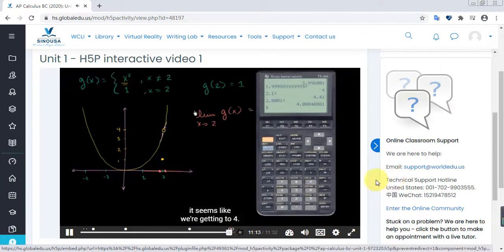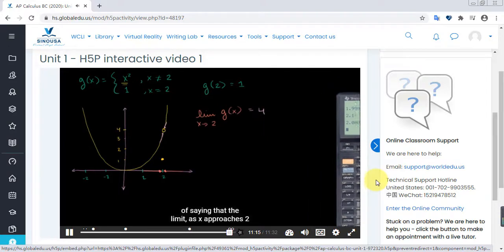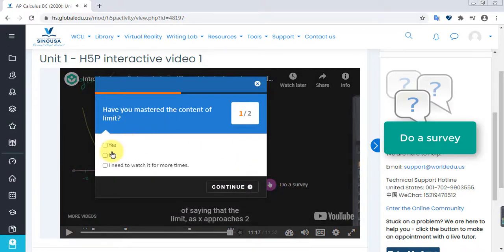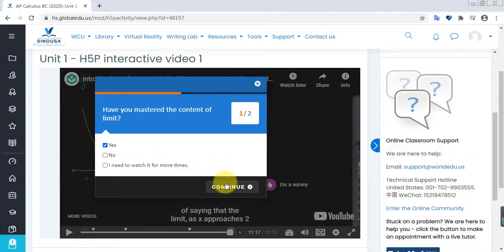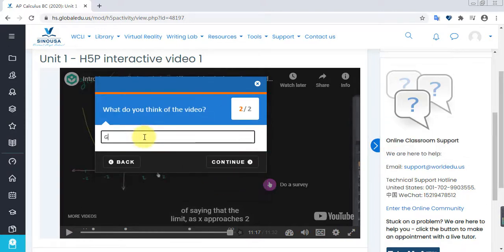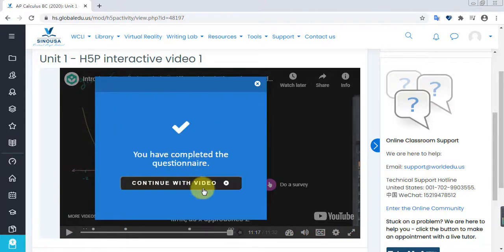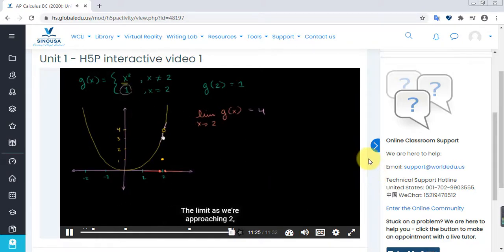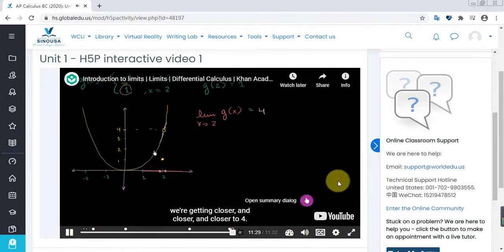We're getting to 4. So once again, that's a numeric way of saying that the limit as x approaches 2 from either direction of g of x, even though right at 2 the function is equal to 1 because it's discontinuous, the limit as we're approaching 2, we're getting closer and closer and closer to 4.